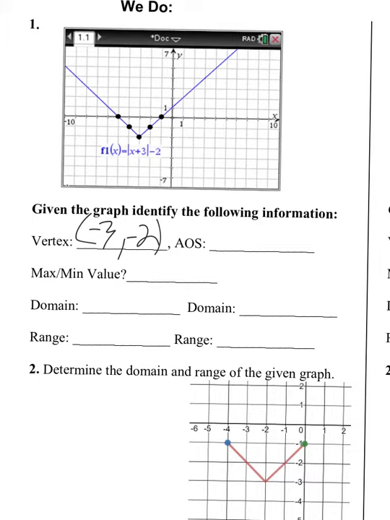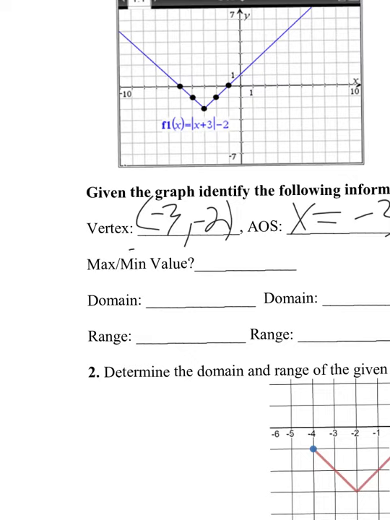Remember, the axis of symmetry is the x-coordinate of the vertex. X, axis, axis, x. So x equals -3. Is this a max or a min value? Is this the highest or the lowest point? It's the lowest point. Everything's going up after that. So I'm going to circle a min, and then I'm going to write y equals -2, because you just take the y value of the vertex.